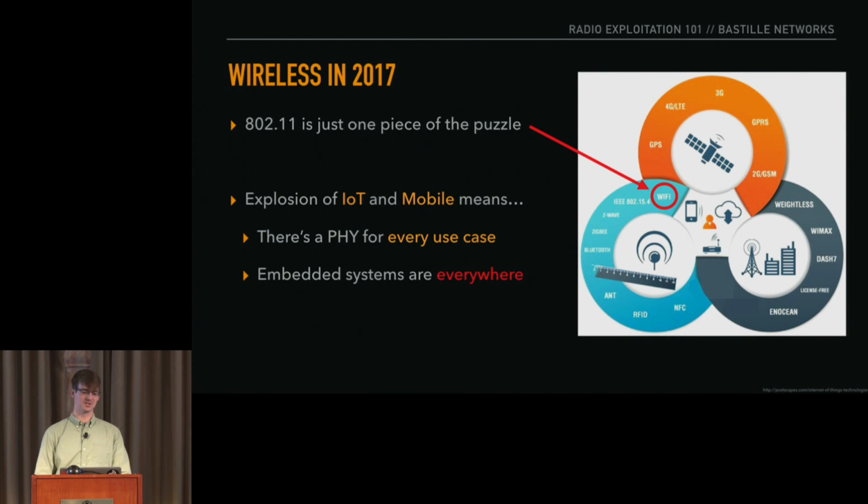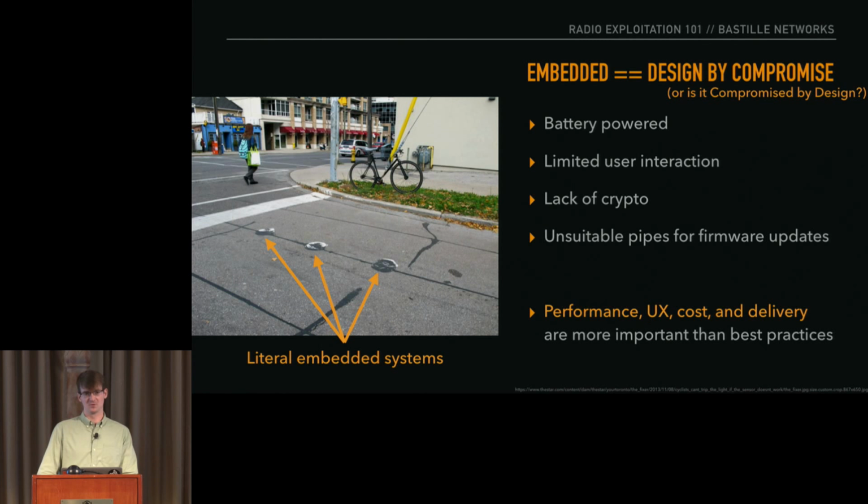So the wireless space in 2017 is interesting because 802.11 is really just a piece of the puzzle. With the growth of the Internet of Things and mobile technologies, we have enormous diversification in wireless stacks. There are physical layers targeting just about every application, every use case, and many of these are being used to connect embedded systems, which is an area that we really like to focus on because embedded security, we all know, is a disaster. And there are good reasons for it.